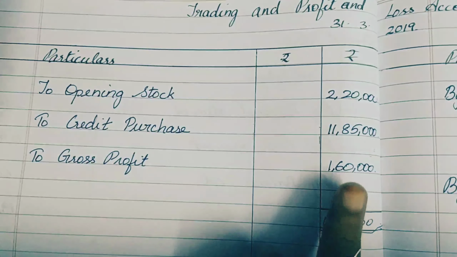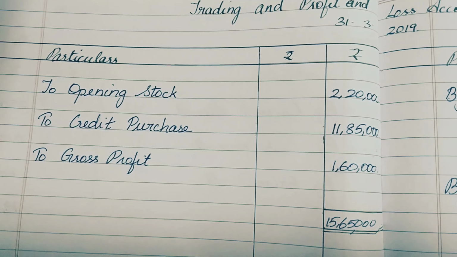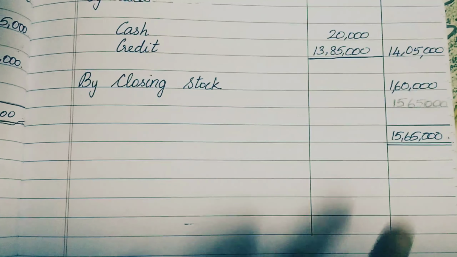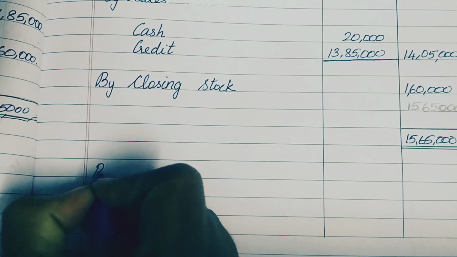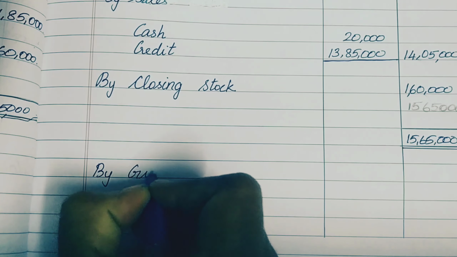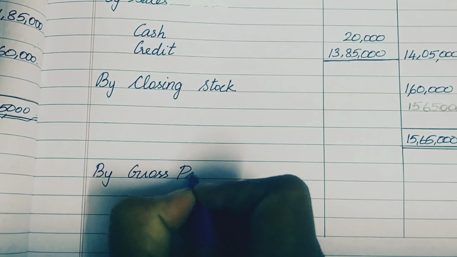So this gross profit which is on the debit side, now I'm going to take it to the credit side. So move to the credit side. Immediately below the total, I'm going to transfer the gross profit. So below the total, by gross profit, this is taken from the trading account.